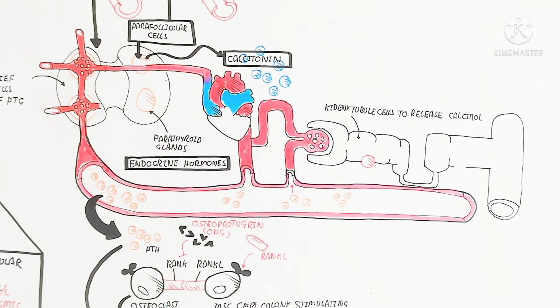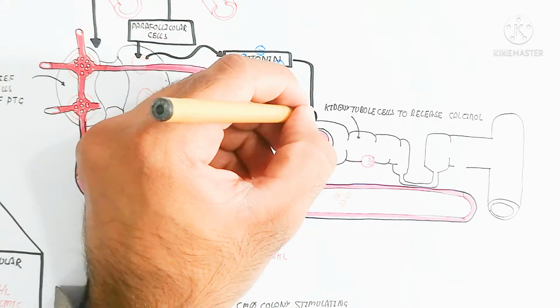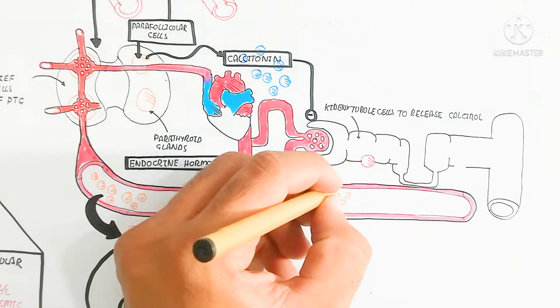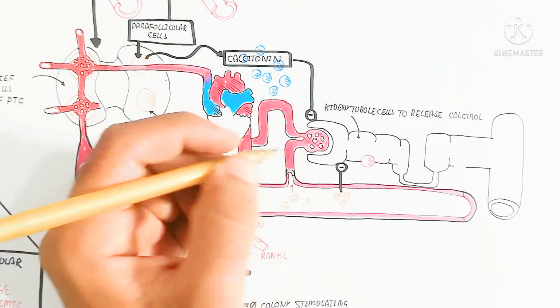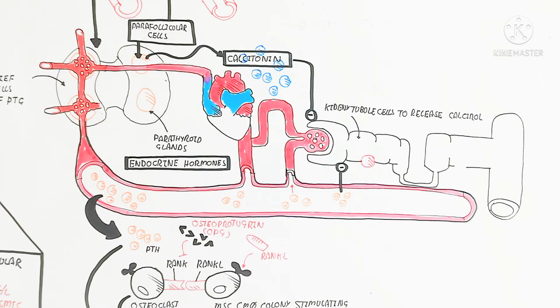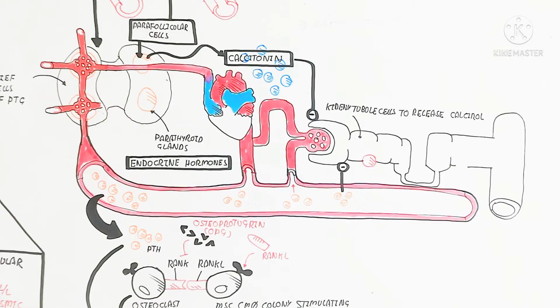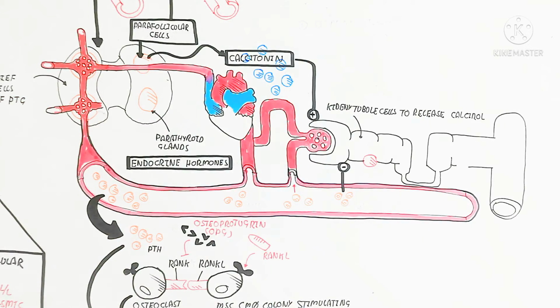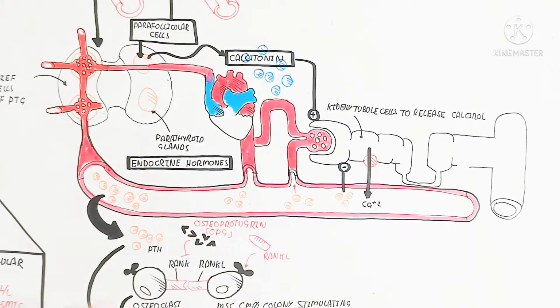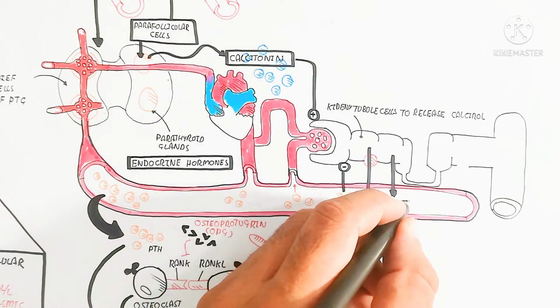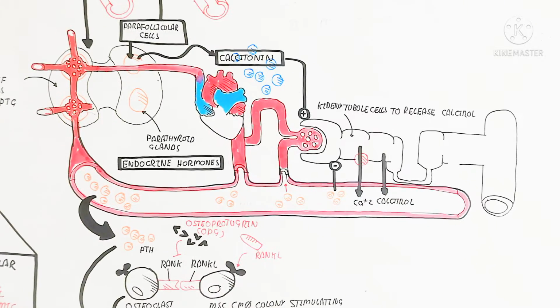So here the kidney tubule cell releases calcitriol also. This calcitriol is another way to absorb the calcium from the gastrointestinal tract. And in this way the parathyroid hormone will inhibit the excretion of the calcium, also inhibit the filtration or excretion of the calcium. Why? Because the lower amount of calcium in the blood will stimulate the inhibitory effect.